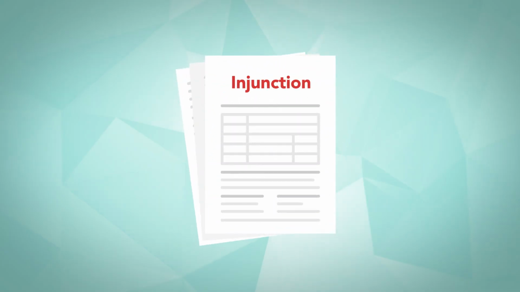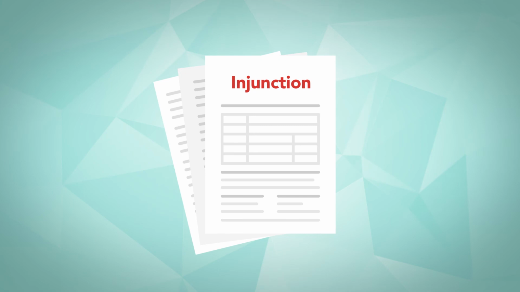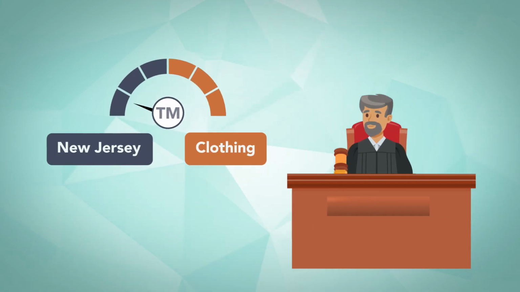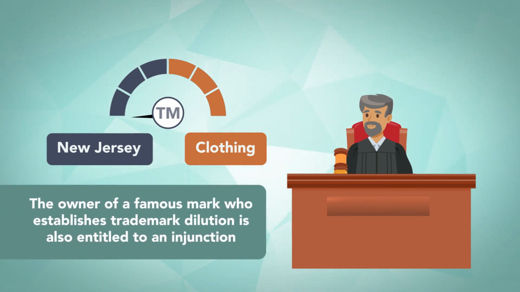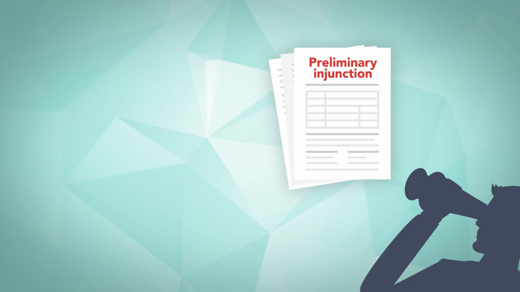Injunctions are standard remedies in trademark infringement actions. Courts have the discretion to enjoin all use of a mark or to limit the use to particular goods, channels of trade, or geographical regions. The owner of a famous mark who establishes trademark dilution is also entitled to an injunction. Many plaintiffs seek preliminary injunctions at the outset of litigation.